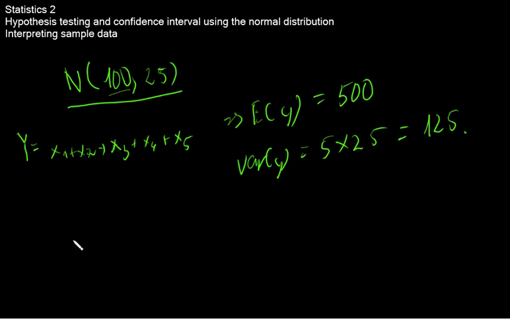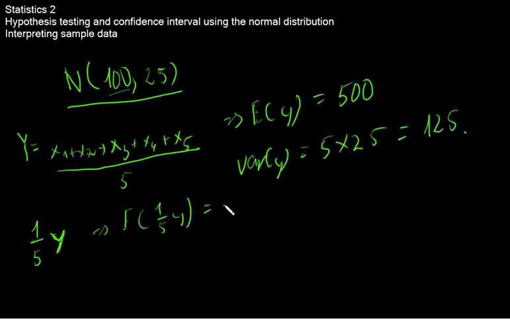Now there's an interesting concept here. So let's say we want to find the expected value of 1 over 5 of y. So this is in fact the mean of these, right? So the mean of y over 5, actually all these plus divided by 5. So this is the mean of this. So the expected value of 1 over 5y is 100, obviously. 500 divided by 5, 100.